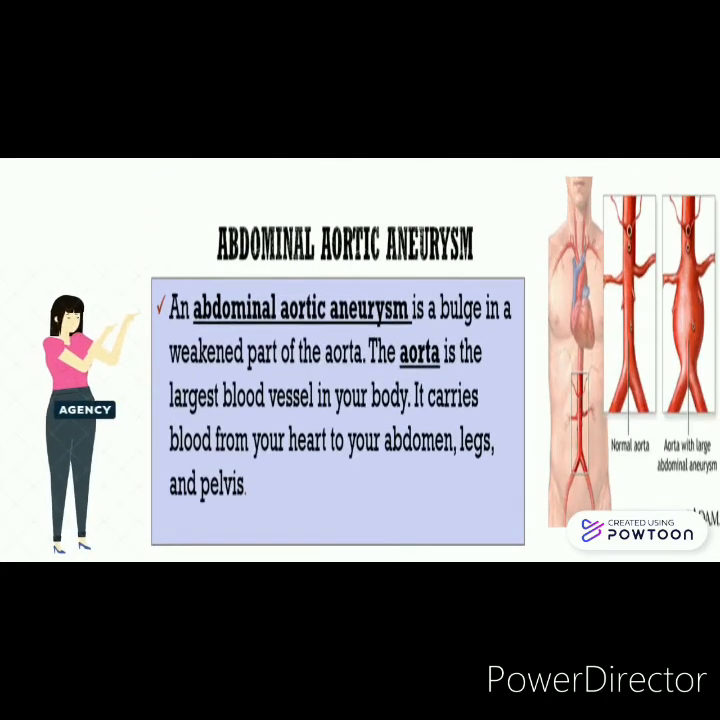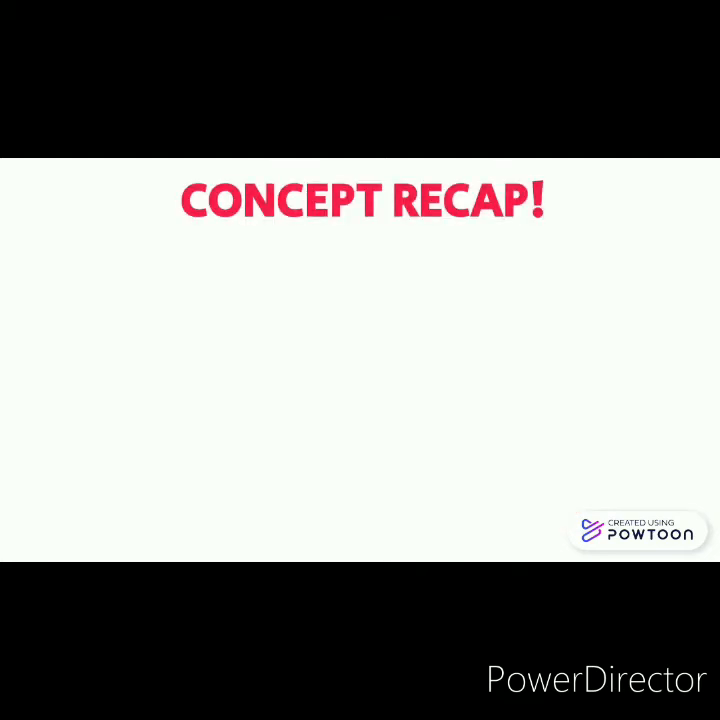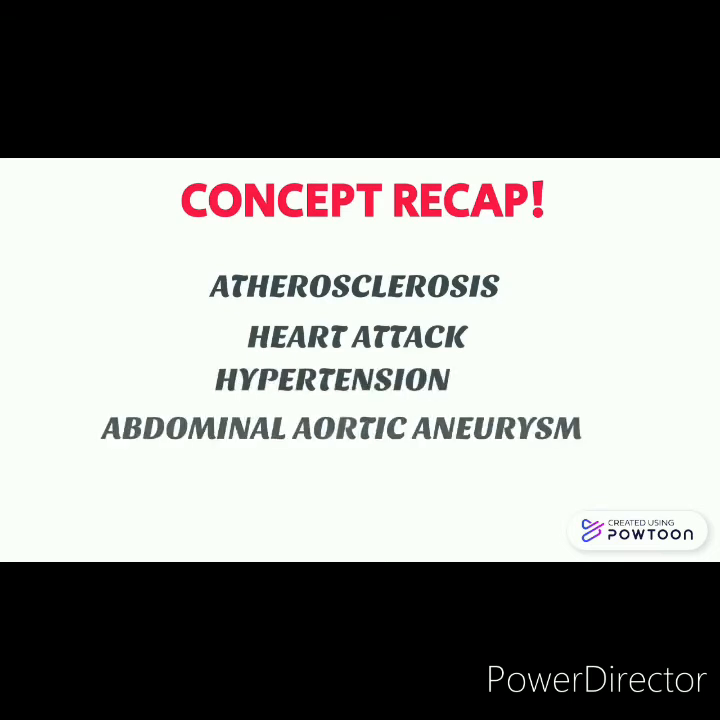Lastly, abdominal aortic aneurysm is a bulge in a weakened part of the aorta. The aorta is the largest blood vessel in your body. An abdominal aortic aneurysm can stay small and never cause problems, in which case your doctor may take a wait-and-watch approach. When it becomes larger, you may experience pain in the abdomen or back. Large and rapidly growing abdominal aortic aneurysms are at greatest risk of rupturing. This requires immediate attention. Concept recap. These are the diseases of the circulatory system: atherosclerosis, heart attack, hypertension, and abdominal aortic aneurysm.